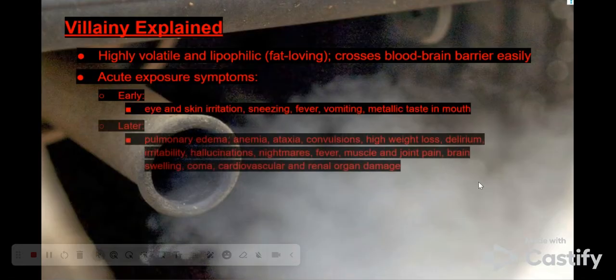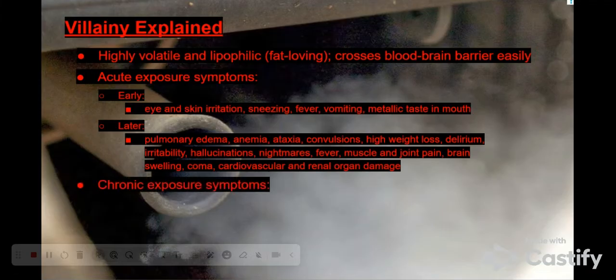For those with acute exposure, early symptoms may include eye and skin irritation, sneezing, fever, vomiting, and a metallic taste in the mouth, while later they may experience pulmonary edema, anemia, ataxia, convulsions, high weight loss, delirium, irritability, hallucinations, nightmares, fever, muscle and joint pain, brain swelling, comas, and cardiovascular and renal organ damage.